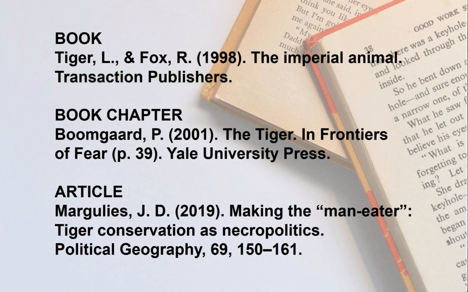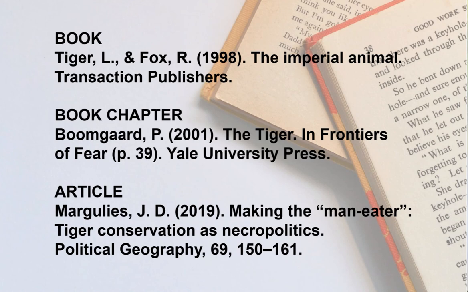For the book chapter, you're always going to have the information for the individual chapter and the author of that, as well as the information for the entire book. And one of the things to look for is the word in. Notice that the book chapter citation here says, In Frontiers of Fear. This is the title of the entire book, Frontiers of Fear. Page 39 is the page that the book chapter that we're referencing starts on. And again, you've got a publisher here, Yale University Press.